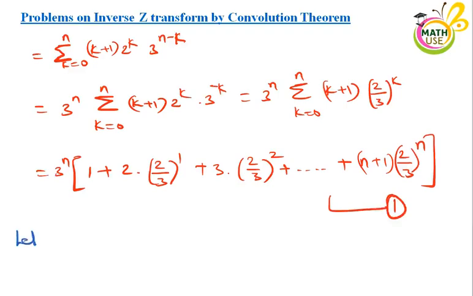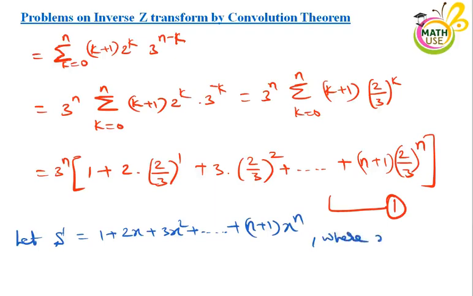So let us consider one series S equal to 1 plus 2x plus 3x² plus etcetera plus (n plus 1) into x to the power n. When you compare the series with equation number 1, we will find that x is nothing but 2 by 3. So comparing the series S with equation number 1, we get x equal to 2 by 3.